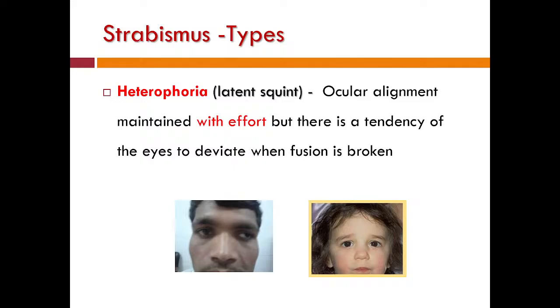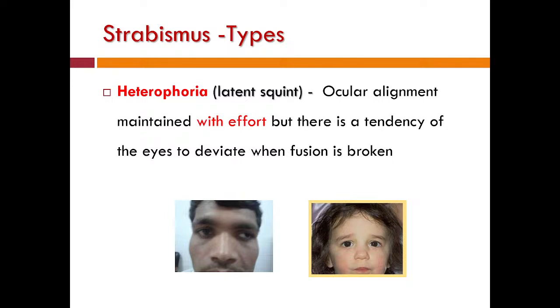That's called a latent squint. That was a manifest squint. You can see from a distance there is a large deviation. You can remember this eye as an eso or exo deviation. But there may be a latent squint called heterophoria, where by effort of fusion the alignment is maintained, but as soon as you close one eye and break the fusion, break the binocular vision, this eye deviates, because the patient has a latent squint.